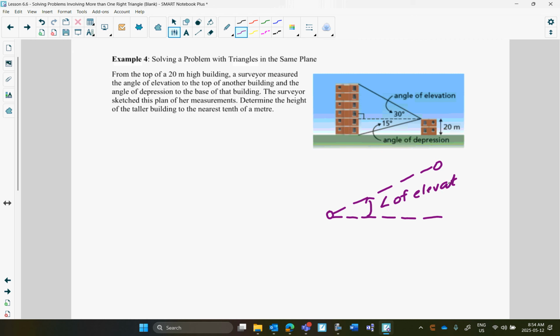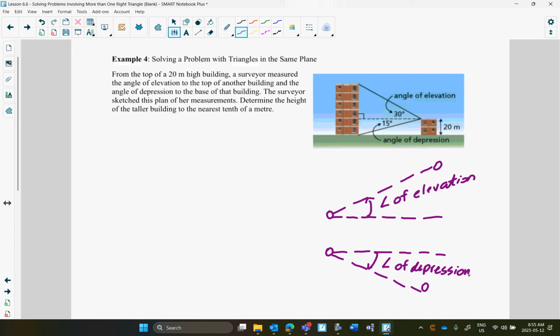We talked about this. Depression: you've got an object or person, and it's looking down at another object or person. So again, you've got a horizontal, and then you've got a line of sight looking down. That is the angle of depression. So you need to be familiar with how to identify those two.